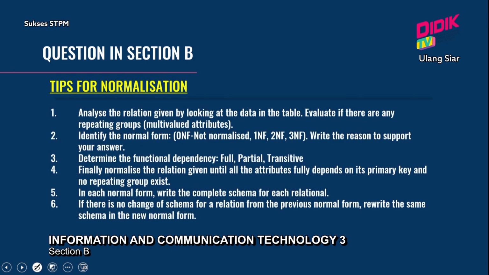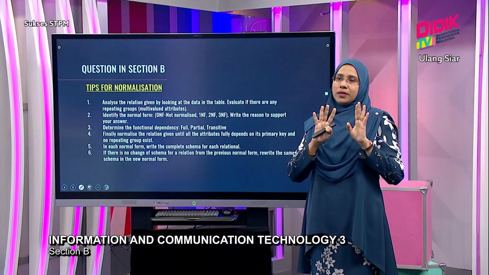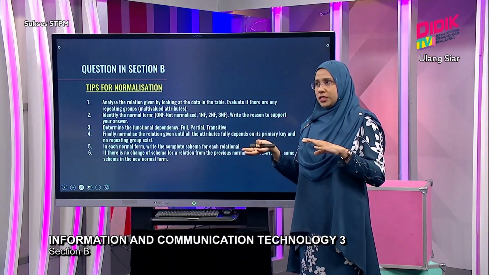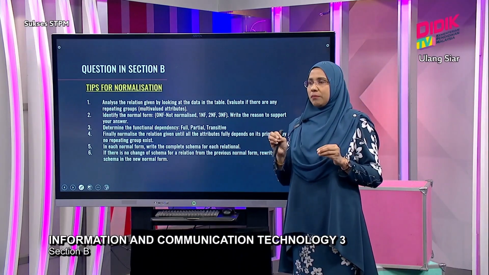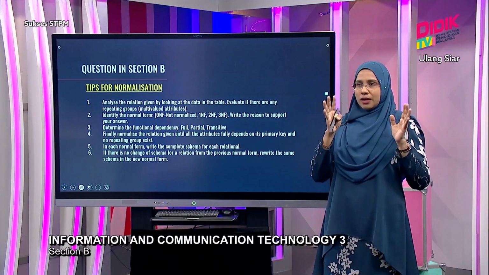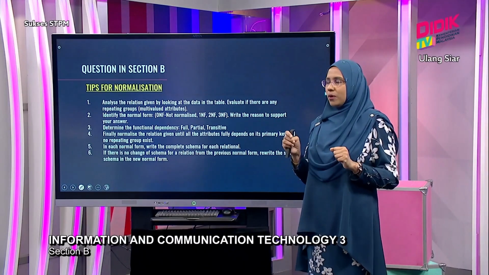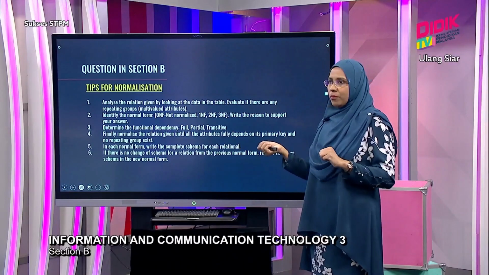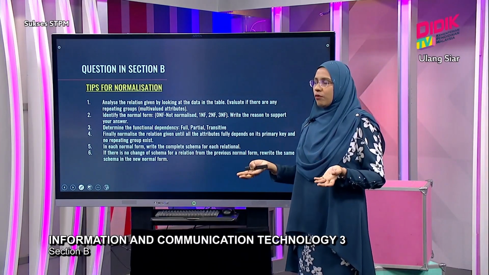Now normalization. This is quite challenging. Tips for normalization. You have to normalize the relation given. Analyze the relation given by looking at the data in the table. Usually you will be given it in table form. If you are not given it in table form, you might be given a relational schema. Either one, table or relational schema. If given in table form, just analyze the table and evaluate if there are any repeating groups to determine which normal form the relation currently is in. If the relation is not normalized yet, we call it zero normal form, or it may be in first normal form, second normal form, or third normal form. Because each normal form has conditions. If it fulfills that condition, then you say, this relation is in second normal form because of so and so.